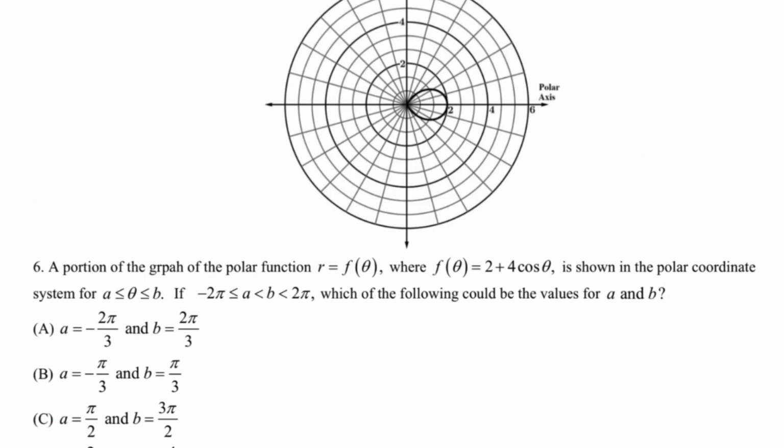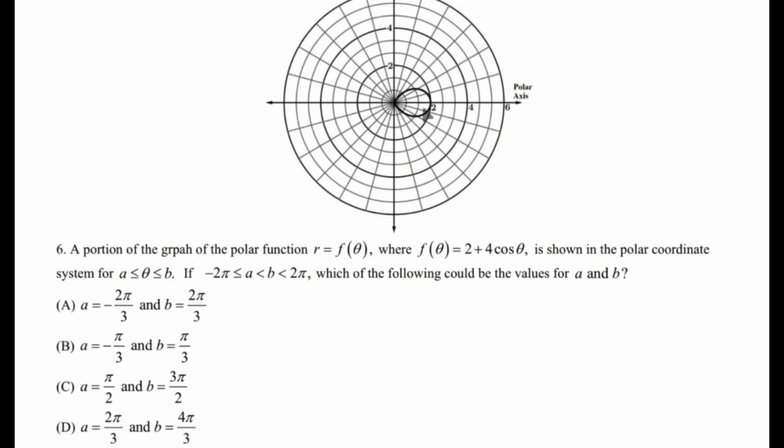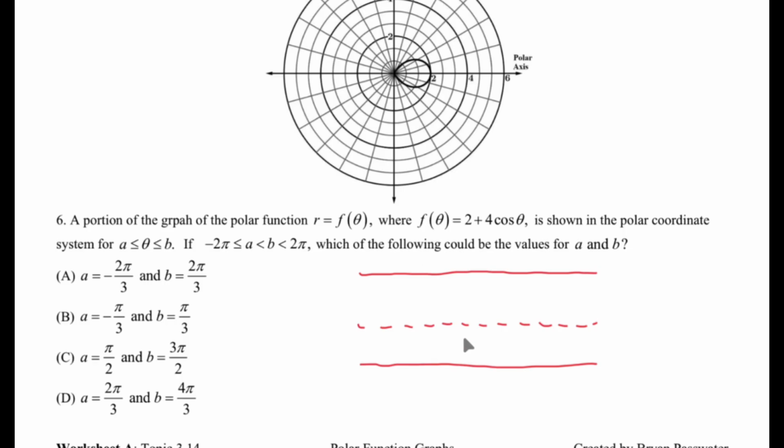So now we have number 6 here. It's the same thing, so I'm going to draw that rectangular graph. It seems like we have a little more space though, so that's kind of nice. So we're going to read this though. A portion of the graph of the polar function, where this is the equation right here, is shown in the polar coordinate. Same thing, which of the following could be the values for A and B. So yeah, okay, so it is the same kind of question.